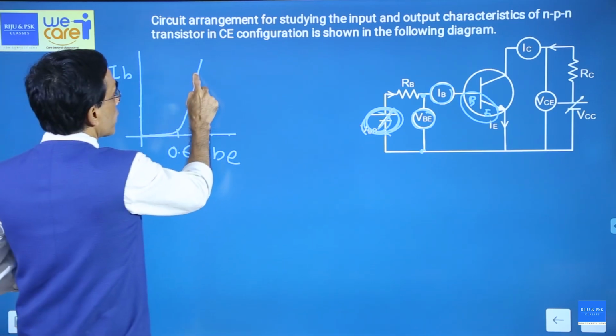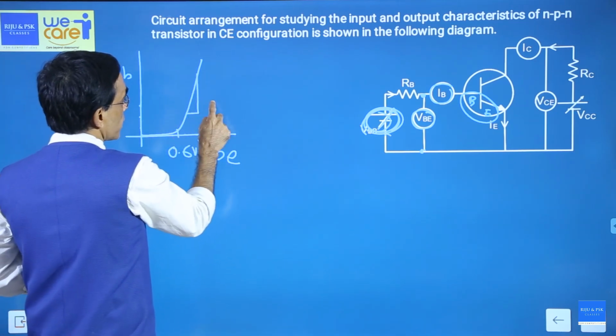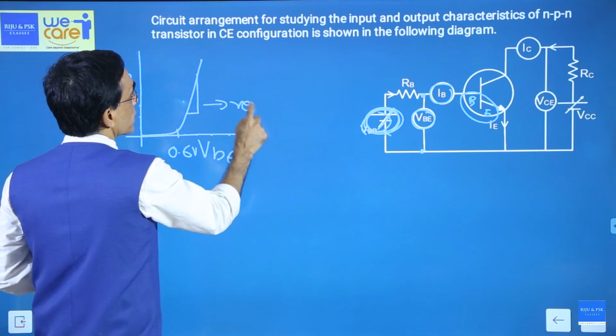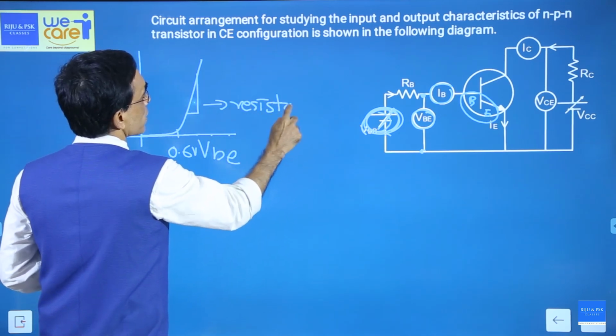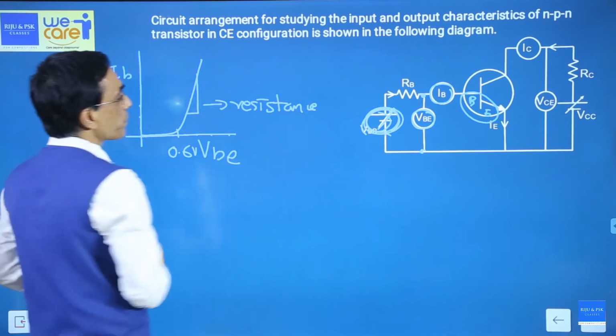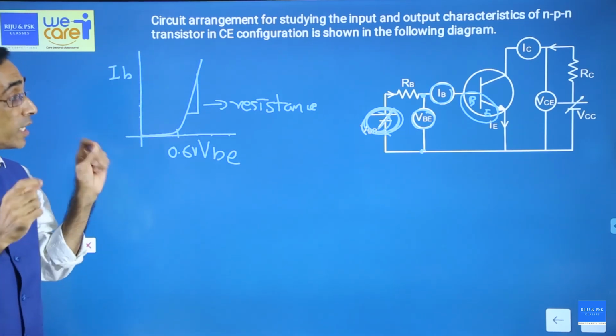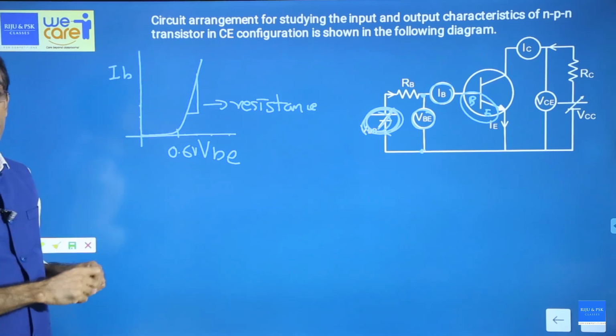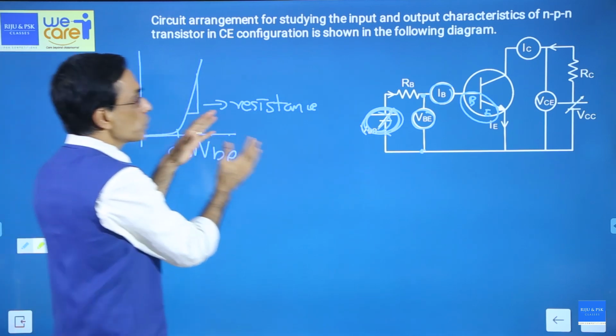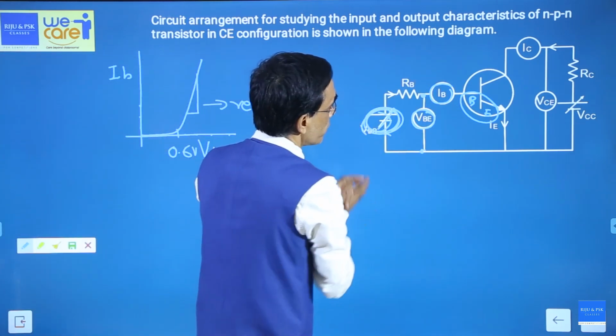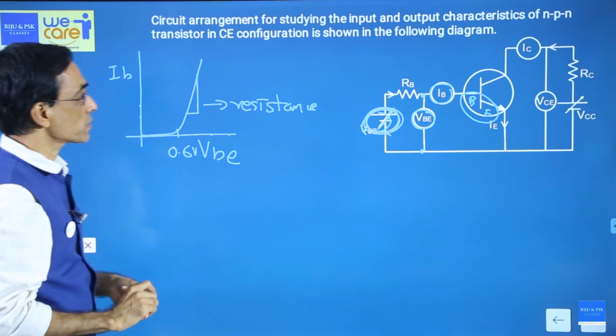If you find out the slope here, you can get the resistance, just like you did in the diode. And you can see that there is a large current, so resistance is less. Input resistance is less. The slope of this one gives you the resistance in the input, which will be a small resistance.